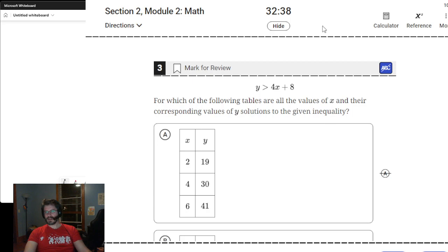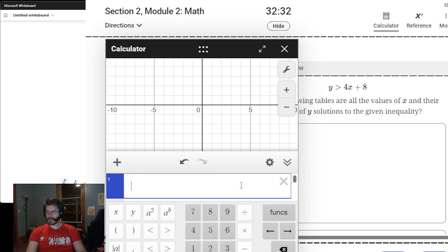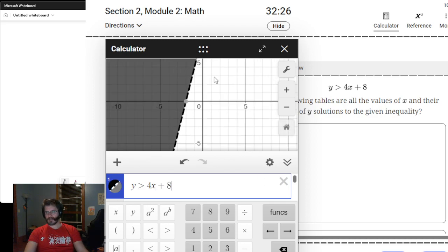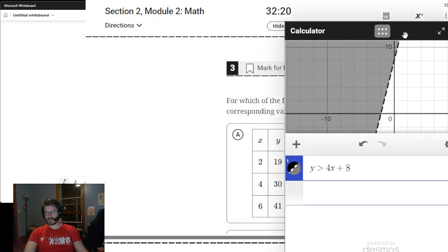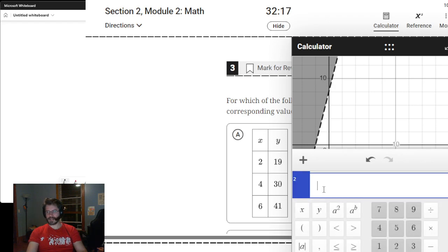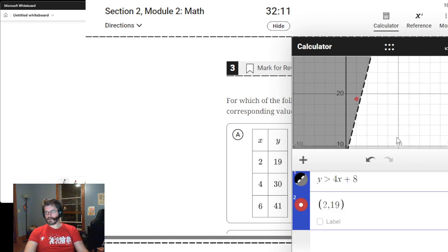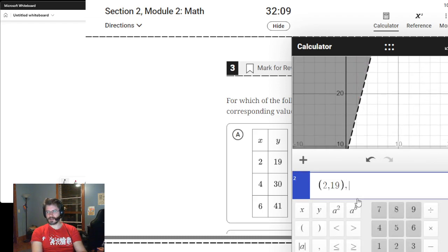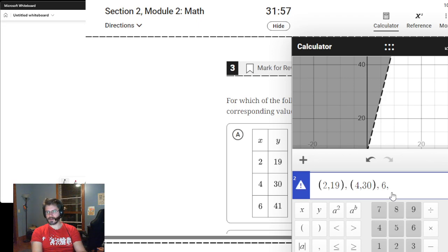Okay, I'm just going to go ahead and plug this into Desmos. Again, Desmos is a great tool here. We have y is greater than 4x plus 8. And I'm just going to double check my coordinate points here. We got 2, 19. And I think you can just pop coordinate points on here, 2, 19. Yep, it's in there. And I think, can we just do a whole set of them? 4, 30. Yep. Indeed you can. You can just pop them in there, 6, 41.